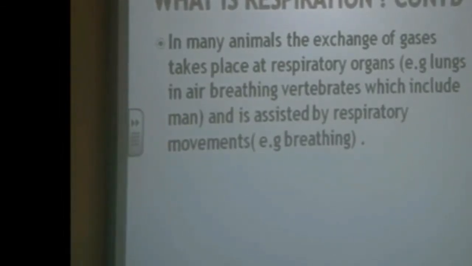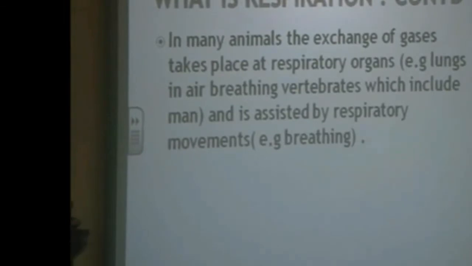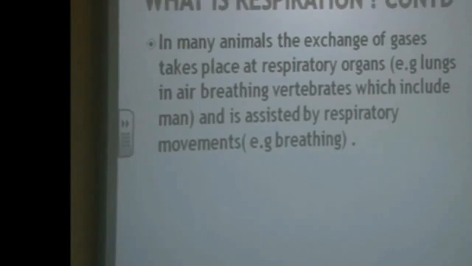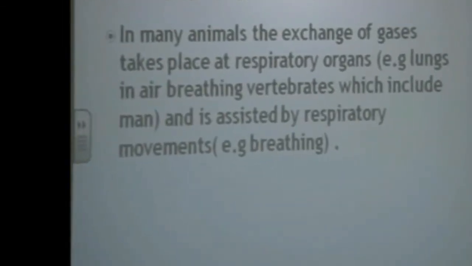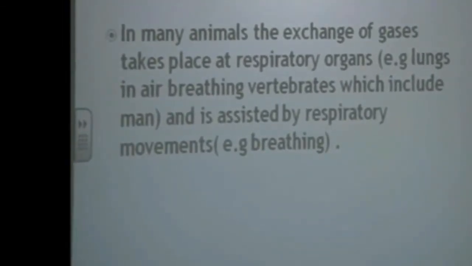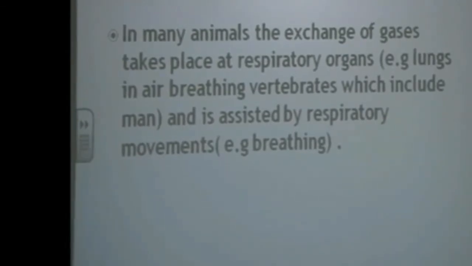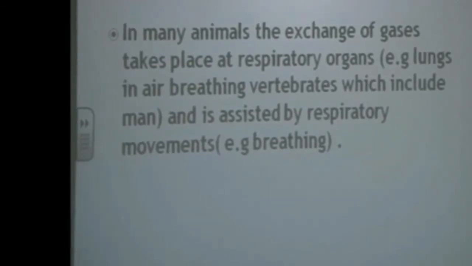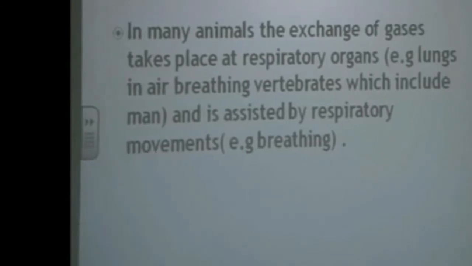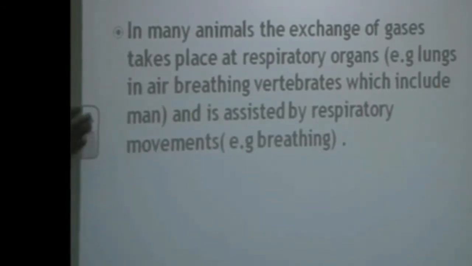And for example, what is the respiratory organ in man? It is the lung. So the lungs are the respiratory organ in breathing vertebrates. So we have this respiration taking place in the lungs. And not only the lungs, it's also assisted by respiratory movement. And we'll see how these movements come up in subsequent editions of this lesson. But this exchange is what we call breathing.